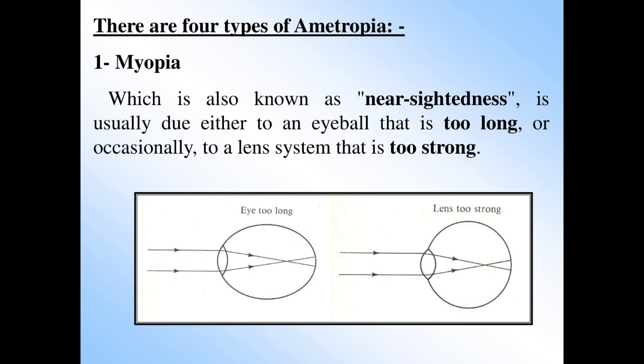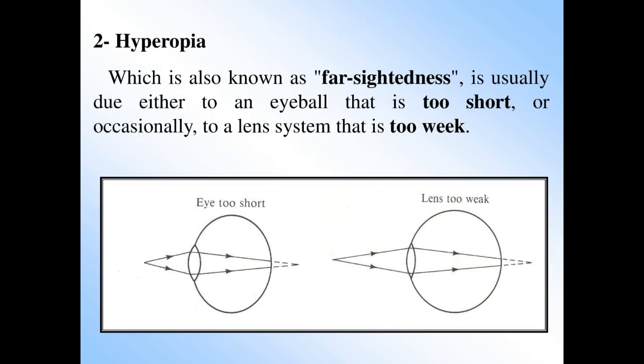1. Myopia, which is also known as nearsightedness, is usually due either to an eyeball that is too long or occasionally to a lens system that is too strong, as shown in this photo. 2. Hyperopia, which is also known as farsightedness, is usually due either to an eyeball that is too short or occasionally to a lens system that is too weak, as shown in this photo.